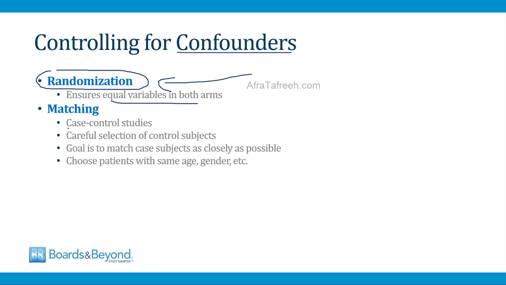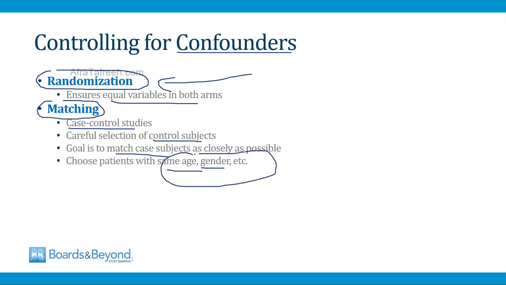If you're doing a case control epidemiology study, the way you control for confounders is through good matching. So you want to have a very careful selection of your control subjects in a case control study to make sure the controls match the cases as closely as possible. So you want to choose patients with the same age, gender, smoking status, and that way when you get a result for an association between an exposure and disease, it won't be due to some of these other things because you've carefully matched the controls to the cases.